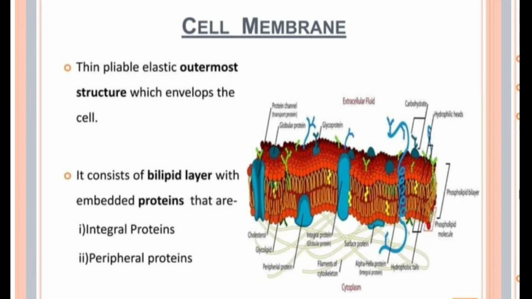The cell membrane is the outermost structure which covers the cell, and it is made up of a bilipid layer with embedded proteins. Bilipid means two lipid layers, one from the outside and the other from the inside, and in those layers there are a few proteins embedded. There are integral proteins and peripheral proteins.